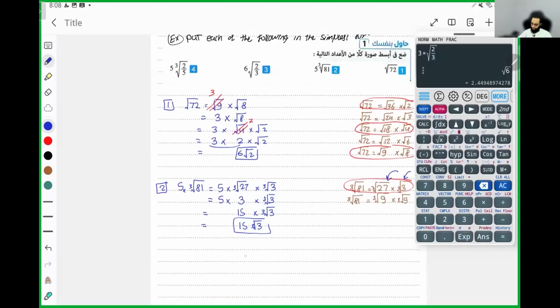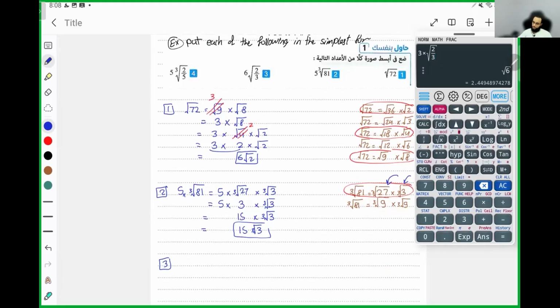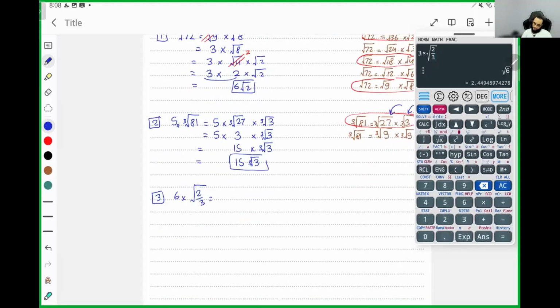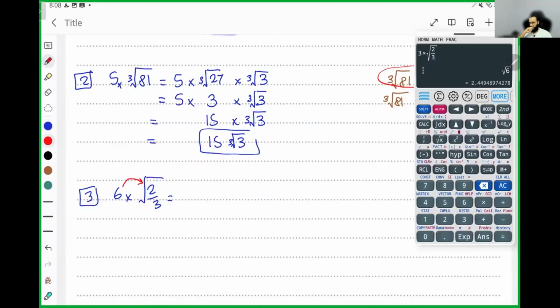So let's get another question. Something like that. Question 3. Raise your hand if you want to answer. Ahmed Sisi. Yes. 6 times square root 2 over 3. I need to get the 6 inside the square root. 6 by 6, 36. Then it's 2 over 3 times 36 below the square root. Divided by 3, 1. Divided by 3, 12. 12 times 2, 24 below the square root.